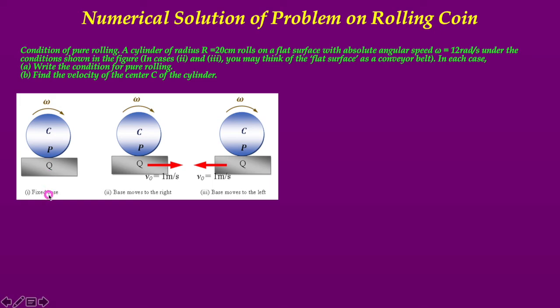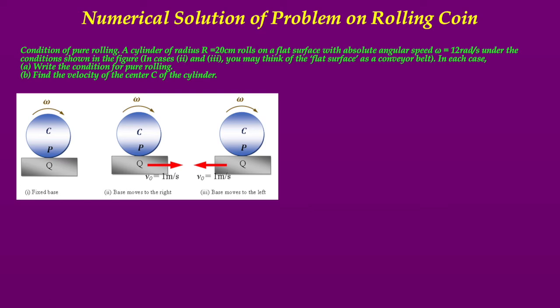But in condition 1, the plate is fixed. Condition 2, the base plate is moving right with a velocity of 1 meter per second, and condition 3, the same velocity magnitude but the direction is opposite, meaning leftward. So what do we have to find out?